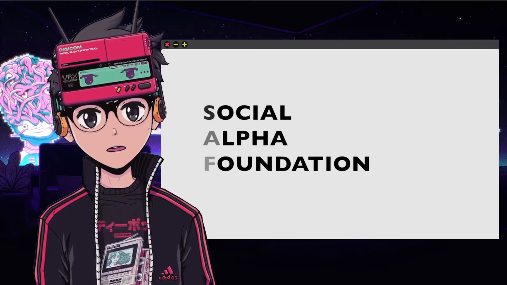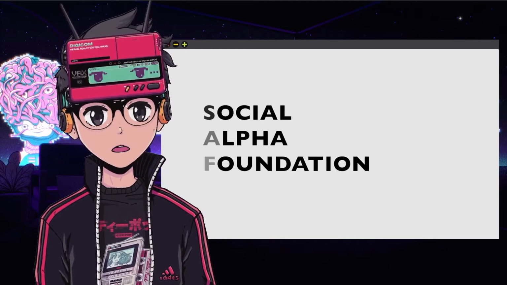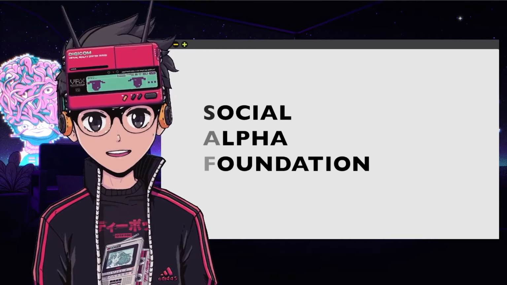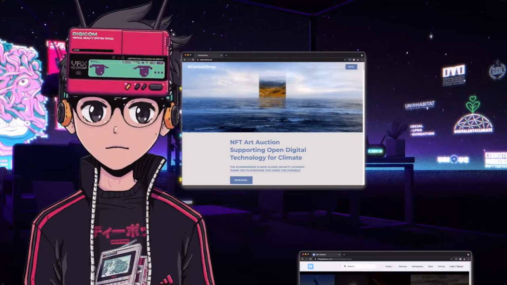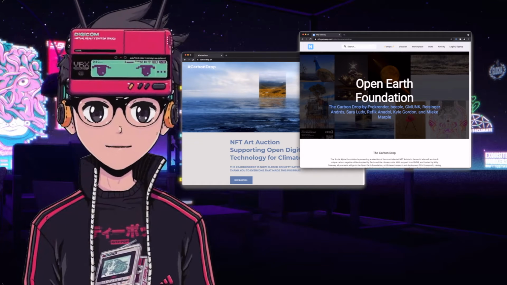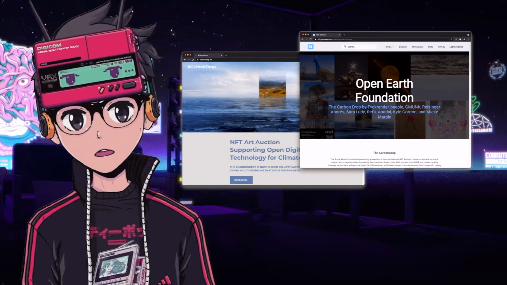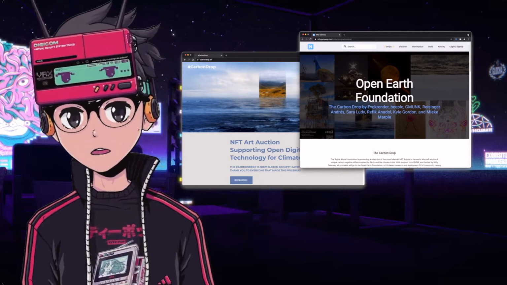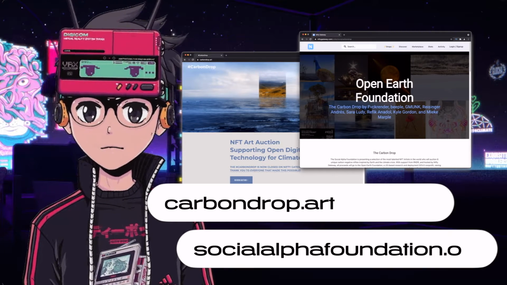The second partner is the Social Alpha Foundation. They are a nonprofit organization that focuses on supporting blockchain education, outreach, and projects in order to empower communities utilizing blockchain technology for social good. They have previously worked with Nifty Gateway and many well-known crypto artists such as Beeple to raise $6.66 million at auction. The funds were used in order to support the Open Earth Foundation. If you want to know more about all the great work they have been doing, you can find them at carbondrop.art and socialalphafoundation.org.